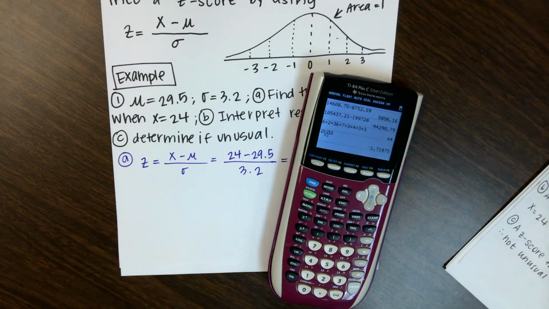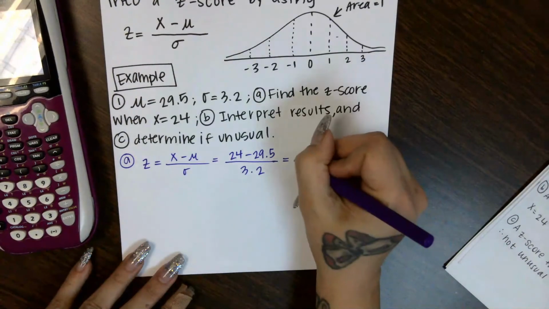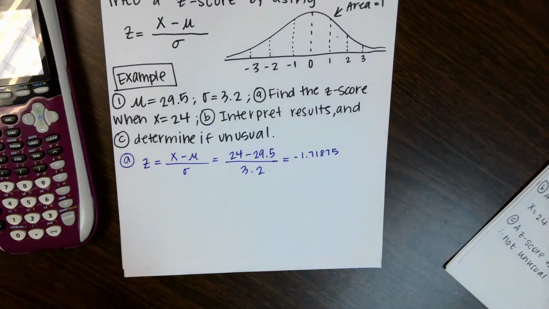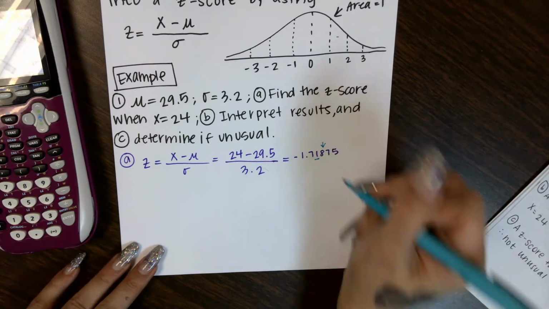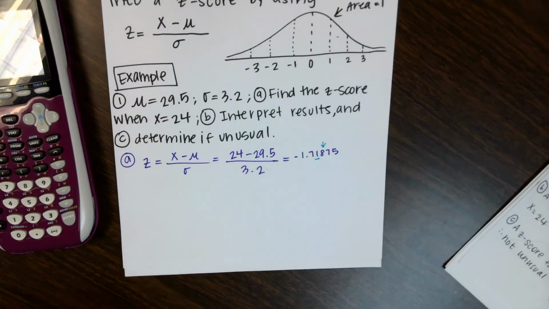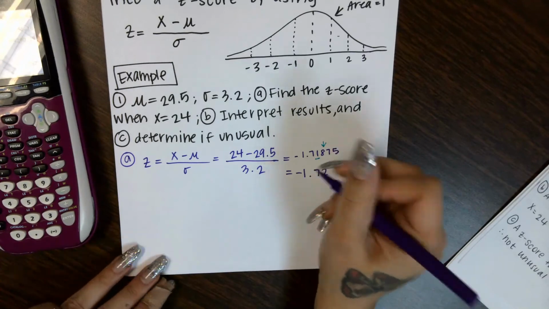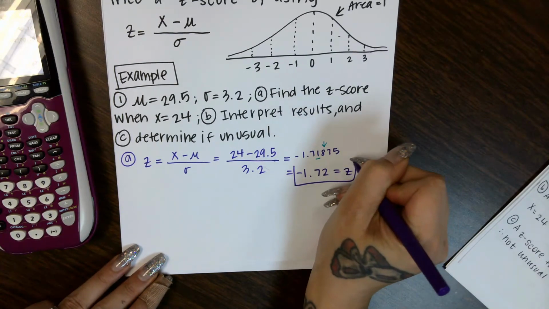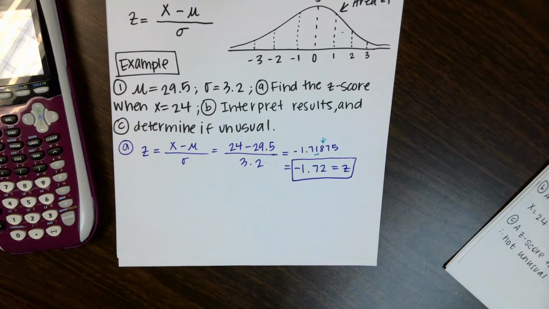Homework told me to round to the hundredths place. So I have negative 1.71875. Hundredths place would be this 1, but I look at the 8, and the 8 tells me to go up. So negative 1.72, that's my z-score.